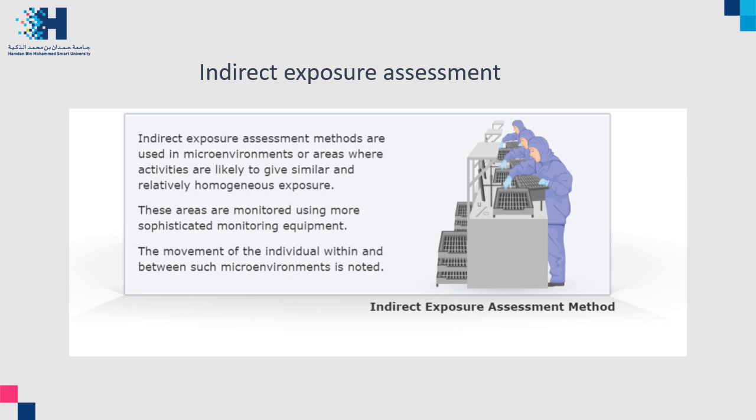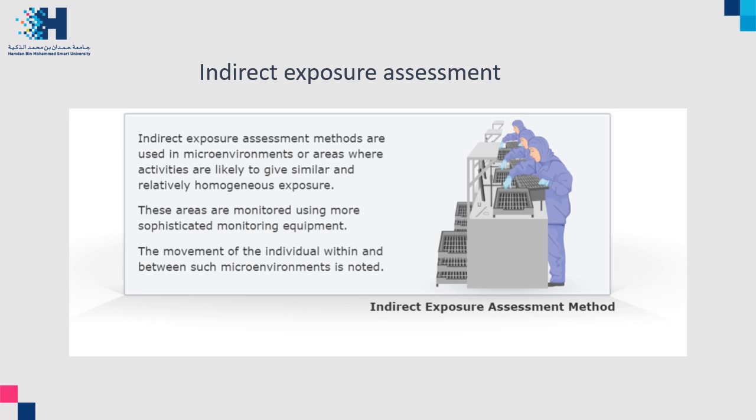Indirect exposure assessment is a method used to estimate the potential for exposure to hazardous substances in the workplace when direct measurement is not feasible or practical. Indirect exposure assessment methods typically involve using available data and information to estimate the likelihood and magnitude of exposure. Examples of indirect exposure assessment methods include modeling. This method involves using computer models to simulate the release and dispersion of hazardous substances in the workplace and to estimate the resulting exposure levels.